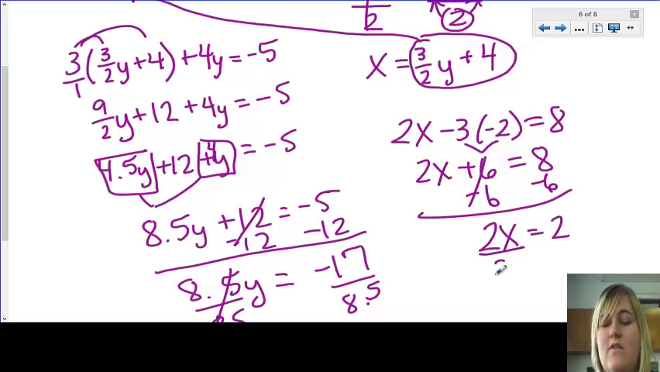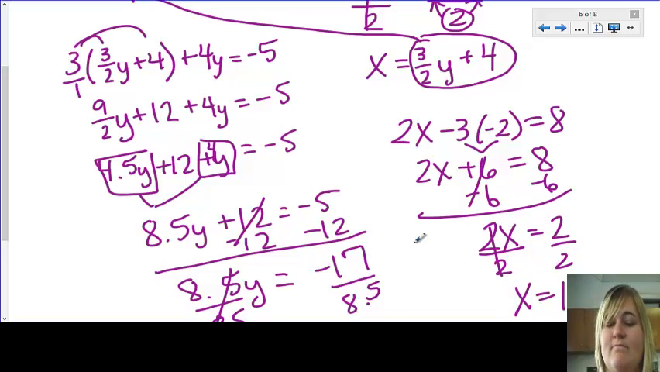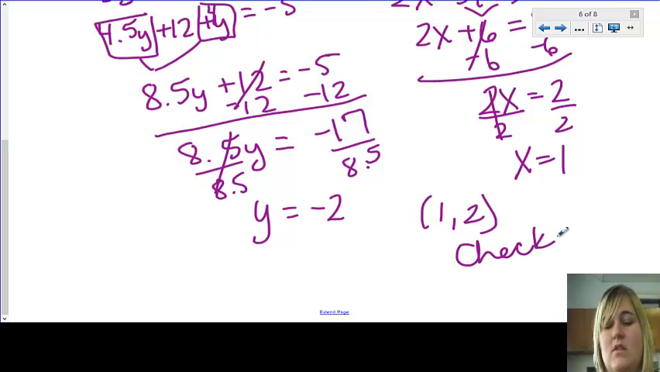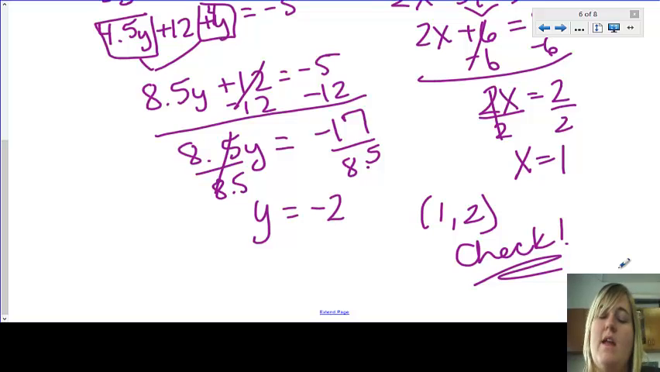To get x by itself, I need to divide by 2 on both sides, which means that x is equal to 1. So my solution to the system is 1, negative 2. And I want you to check it on your own. So you plug in that solution of 1, negative 2 to both equations above and make sure that they work.